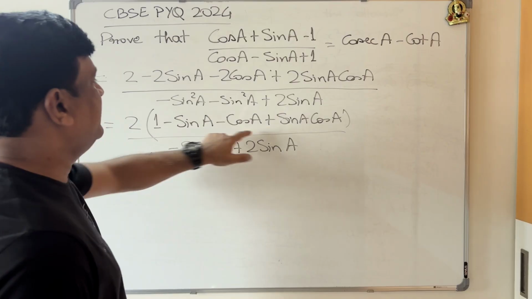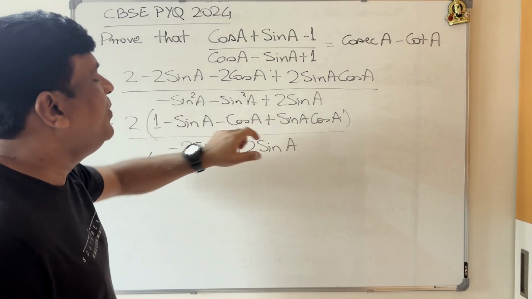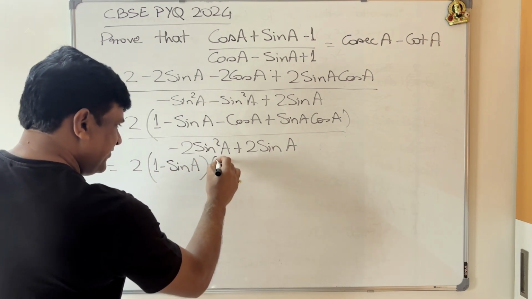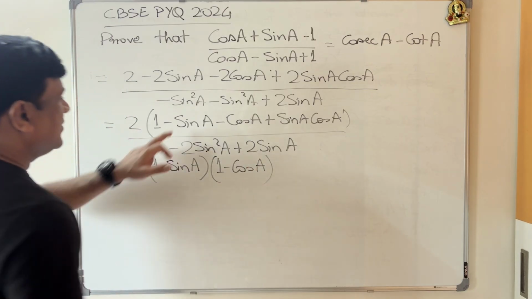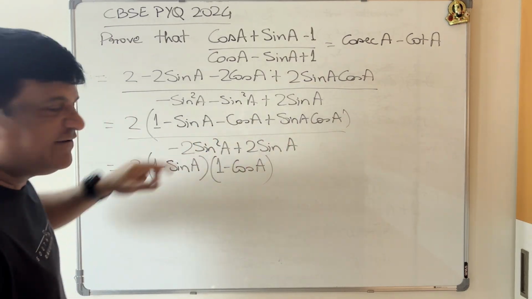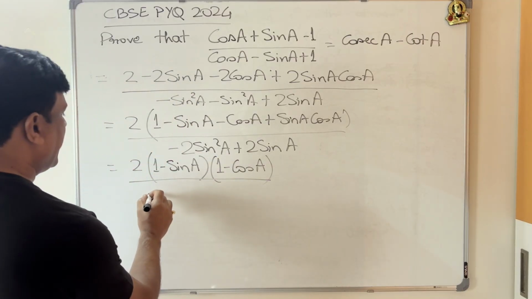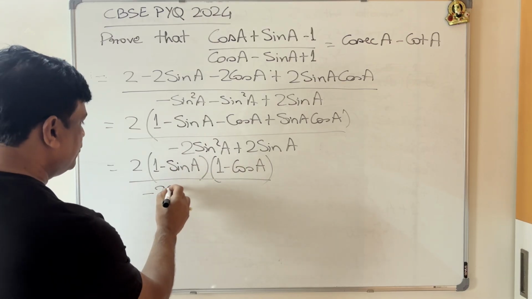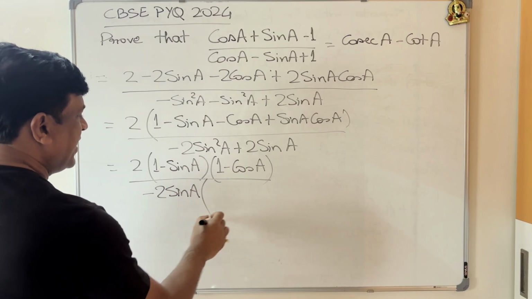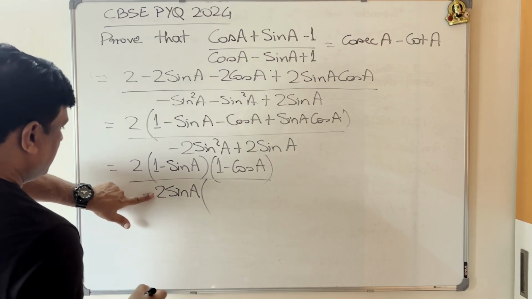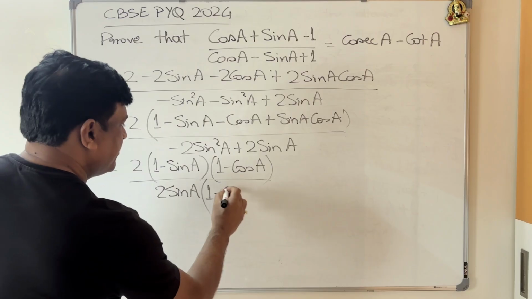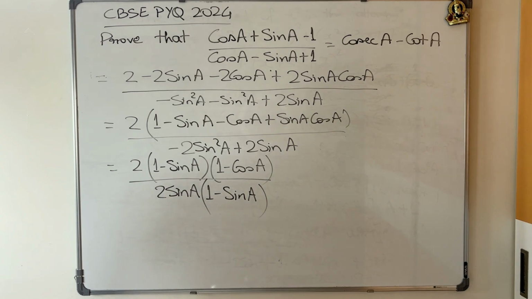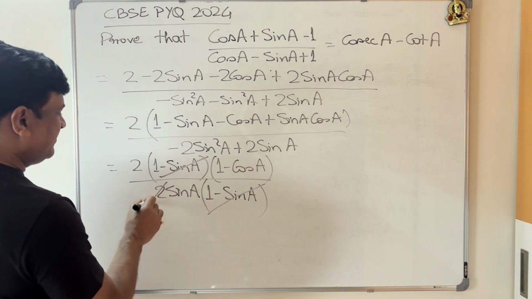How can I write this one? This is a product of two terms. Look at it. Can I write it like this? 1 minus sine A times 1 minus cos A. When you multiply these two, you're going to get this expression, right? Divided by, I'm going to take a 2 common over here, and minus 2 sine A common over here. If I take a minus 2 sine A common, I'll take only 2 sine A. So I'm going to get minus 1 minus sine A. Look at it. Understood? Okay. This gets cancelled, this gets cancelled.